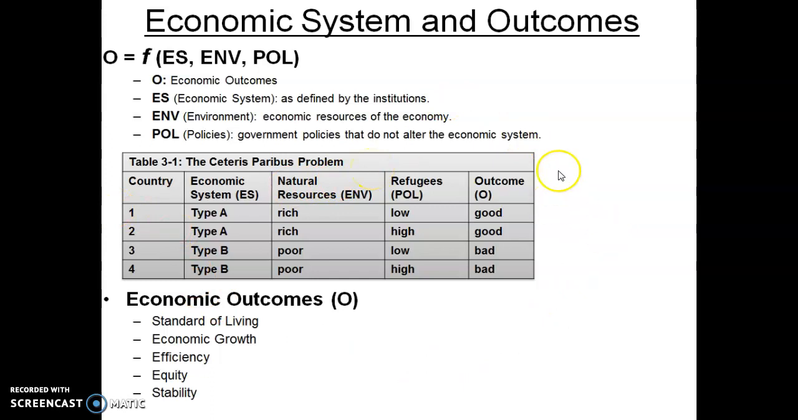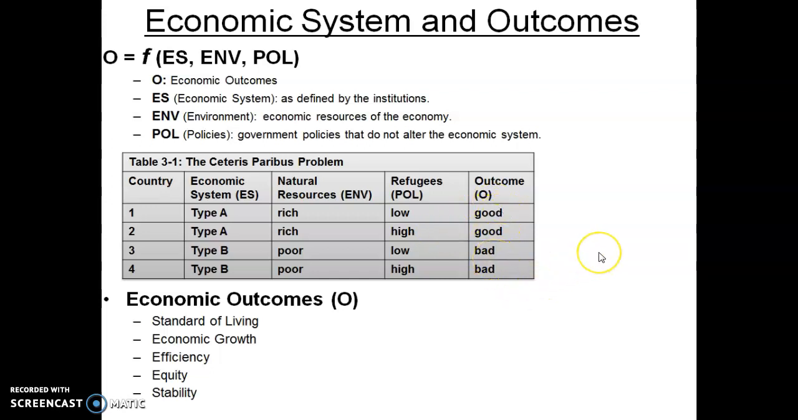When evaluating outcomes, we have to consider all three: policies, environment, and economic system. So imagine these four hypothetical countries with the various economic systems. Looks like there's two different types: natural resources, either rich or poor; refugees, and this is the policy on refugees. So if they have a low number of refugees, that means they have a more rigid policy. If they have a high number of refugees, they have a more relaxed policy. And then outcome, good and bad.